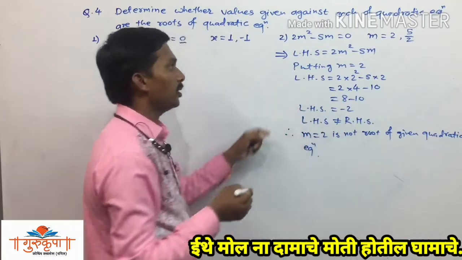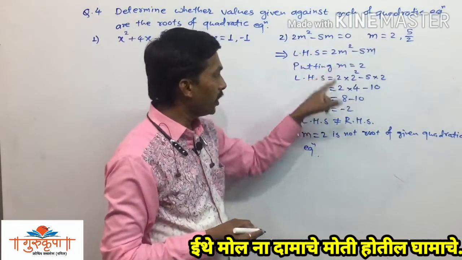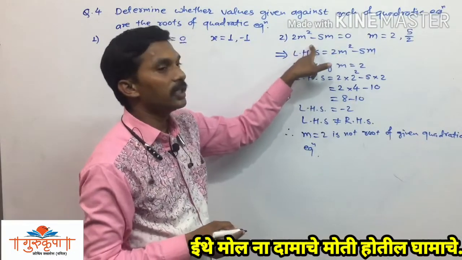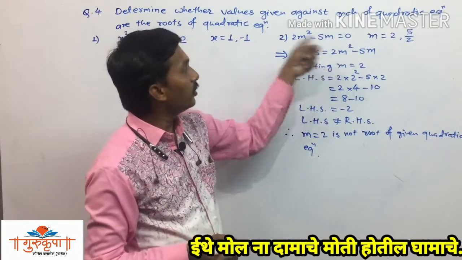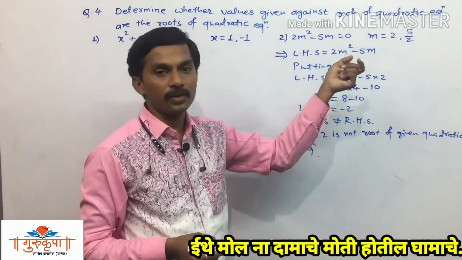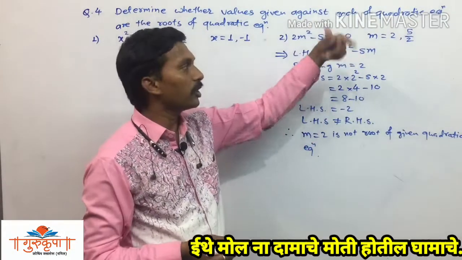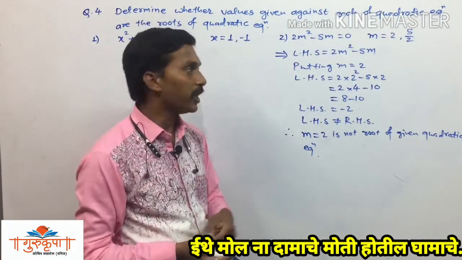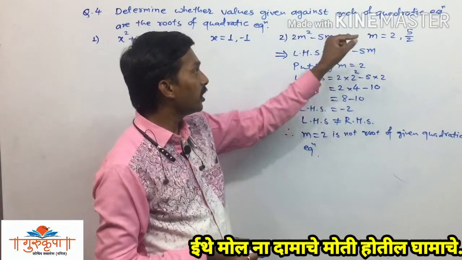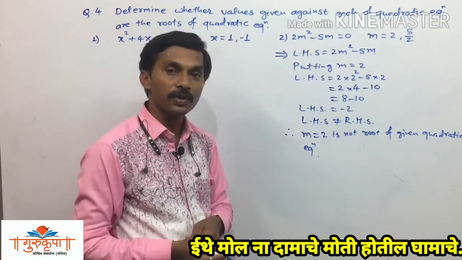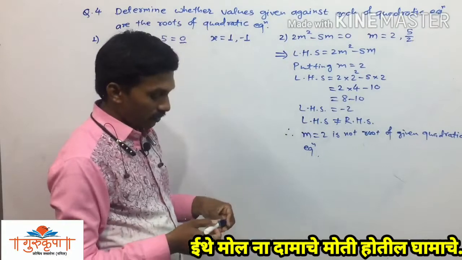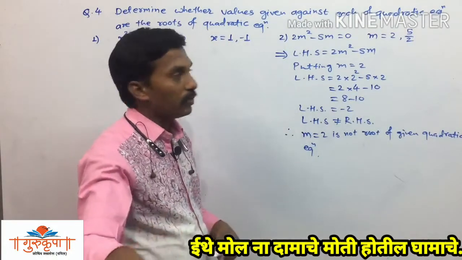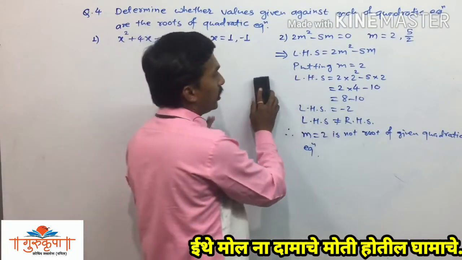And this is the first value only we decide whether it is root of the given quadratic equation or not. In both the examples we have given 2 values, sometimes you will be given maybe more than 2 values there. So we have to check each and every value whether that value is the root of the quadratic equation or not. So we will check whether m is equal to 5 upon 2 is the root of the given quadratic equation or not.